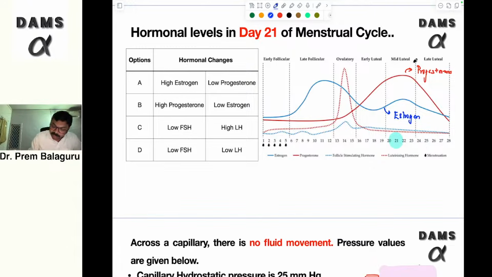There will be increased progesterone, there will be increased estrogen. As a consequence, there is going to be very little FSH and LH. So these two lines indicate FSH and LH, guys. So obviously the answer for this question is going to be option C.